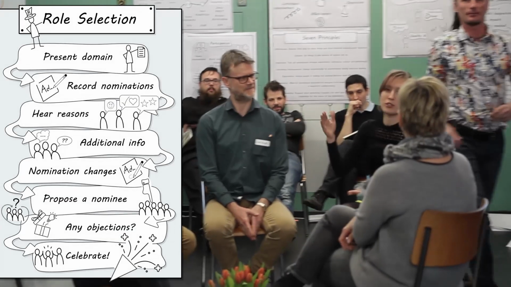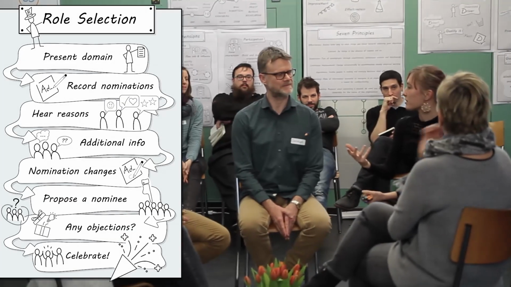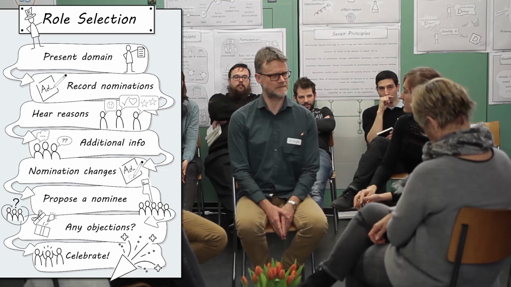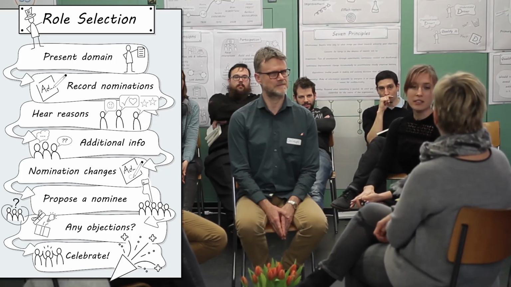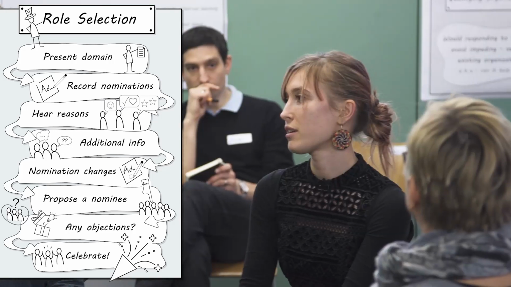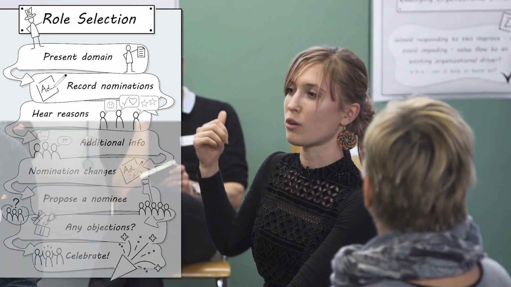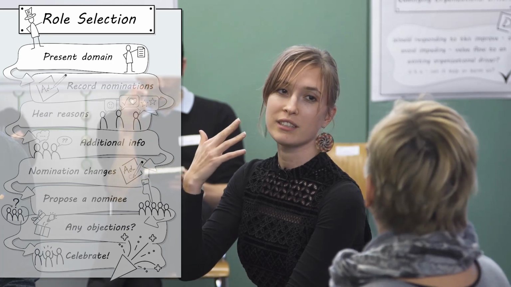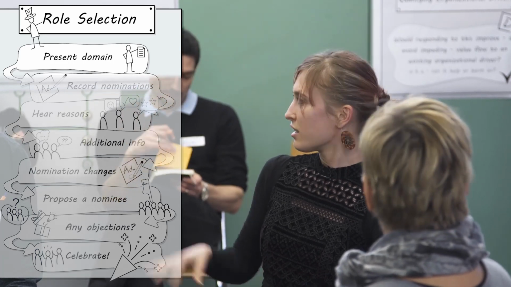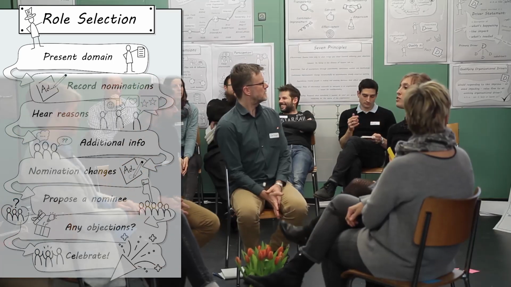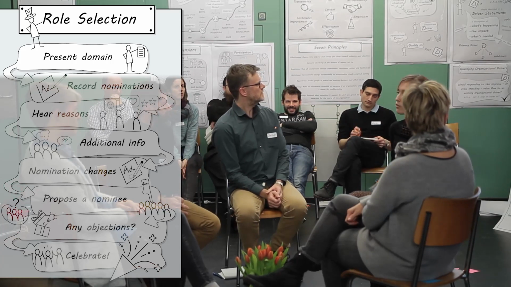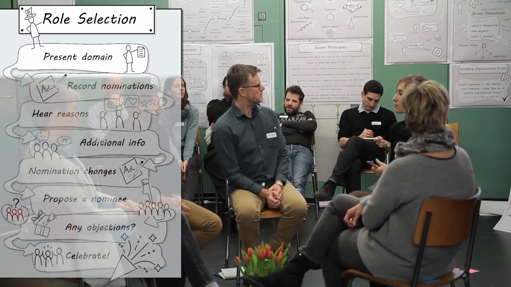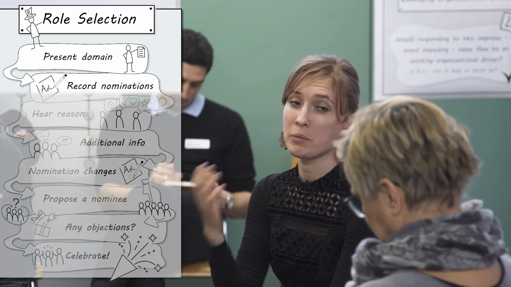So welcome everybody. This is kind of a snapshot of a process we can go through in a governance meeting where we select somebody for a role. We have a domain description, so step one in that process would be to present that. We already did it. I want to check, is it clear for everybody? What's the role we're selecting somebody for? Okay. The next step is to propose a nominee.